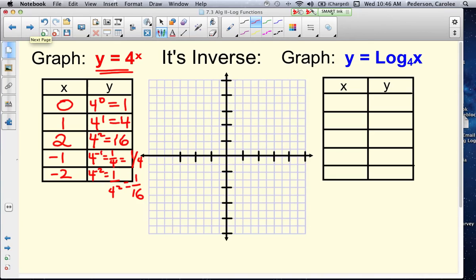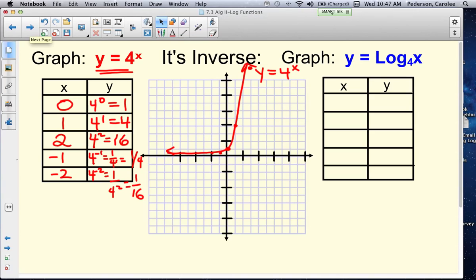Now let's go ahead and graph this. So the first ordered pair is over 0, up 1. The next ordered pair is over 1, up 4. And then the next ordered pair is over 2, up 16. Now we can go left 1, up 1/4, left 2, up 1/16. What's going to happen is our red exponential function is going to look like this. It has a base of 4, so we say y equals 4 to the x power.